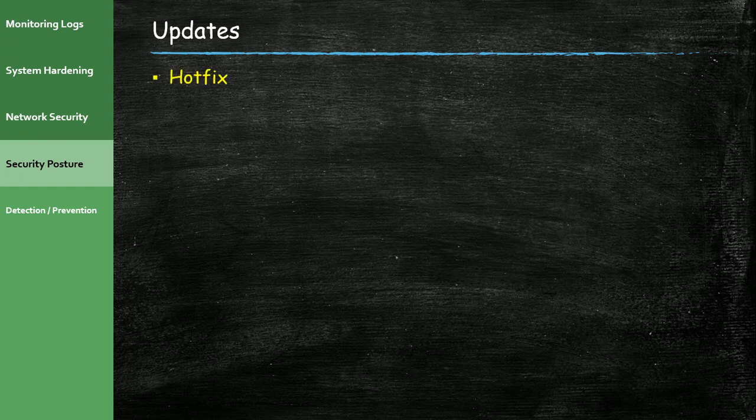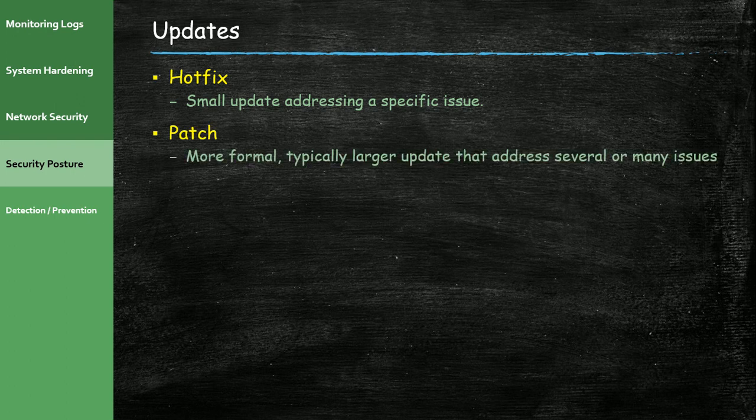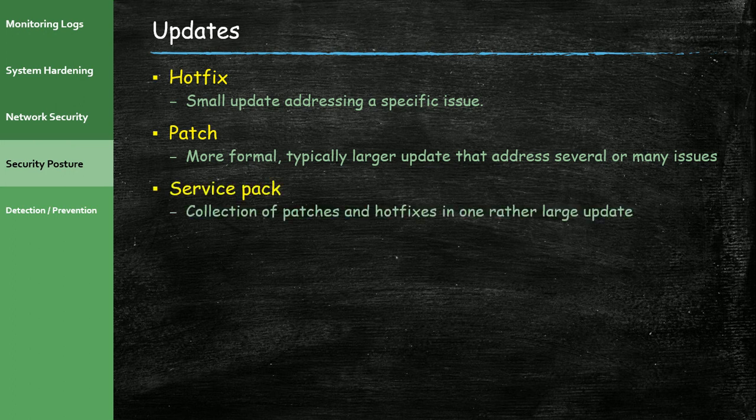As far as security posture goes, they also talk about updates and patches. So three things. There's three terms they talk about in your book. You've got hotfix, which is a small update that addresses a specific issue. You've got a patch, which is more formal, typically a larger update that addresses several or many issues. And then a service pack, which is basically a combination of hotfixes and patches. And it could be hundreds of hotfixes and patches, all in one big service pack.